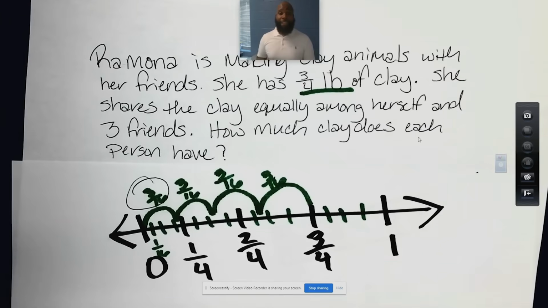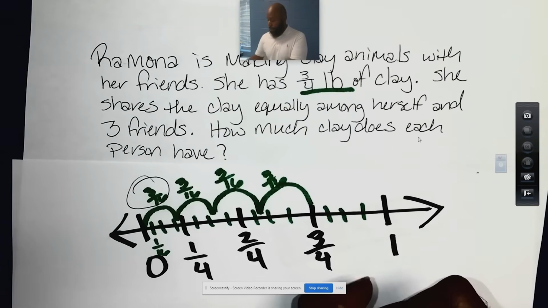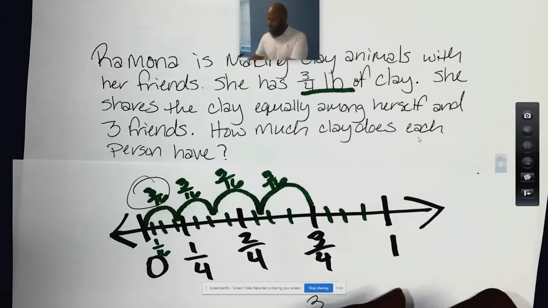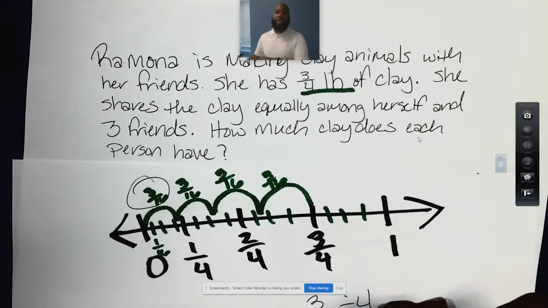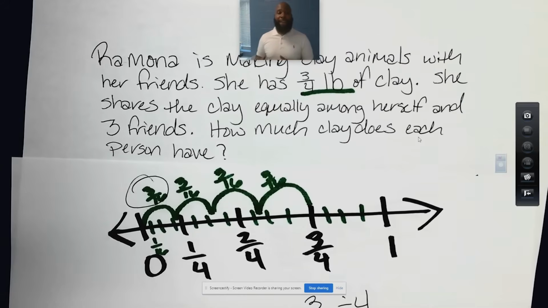You're right, it is a division problem with a fraction. It is written 3 fourths divided by 4. Since there is 3 fourths pounds of clay divided out to the 4 friends, we divide 3 fourths into 4 equal parts. We are actually finding a fourth of 3 fourths.